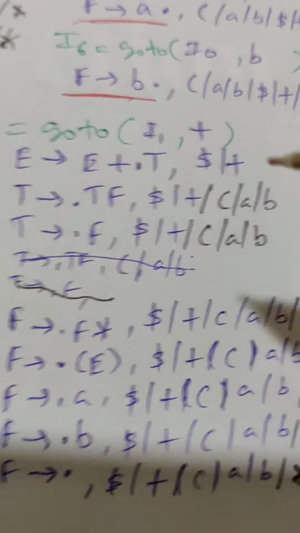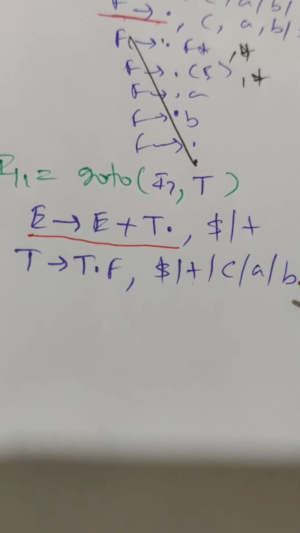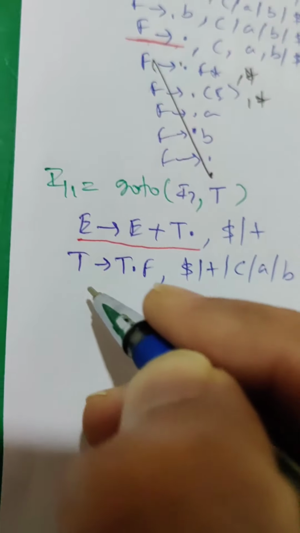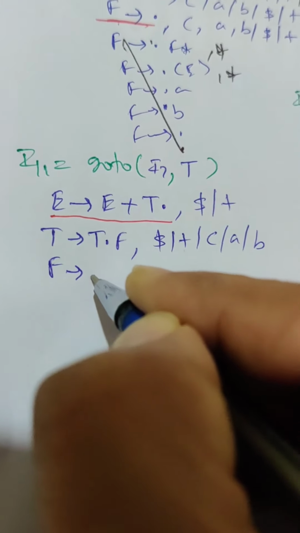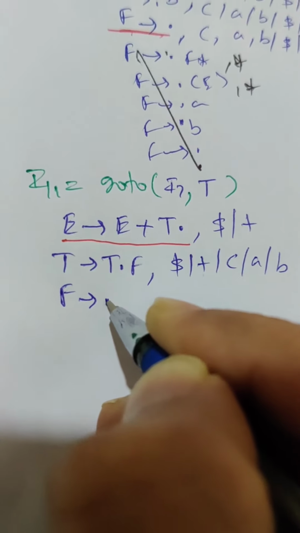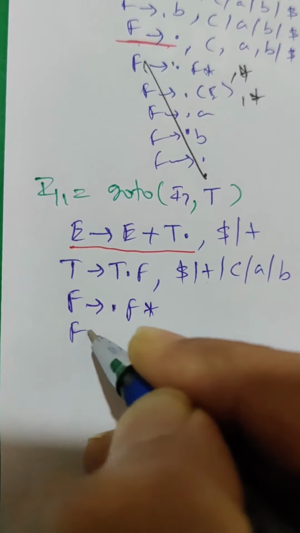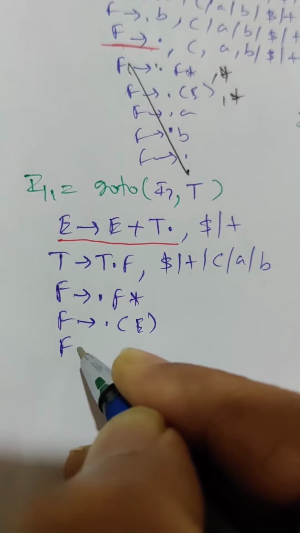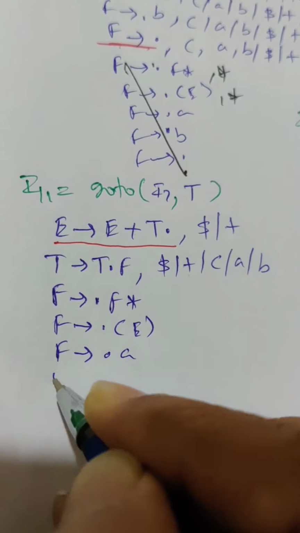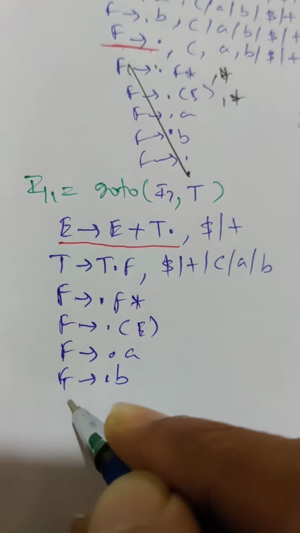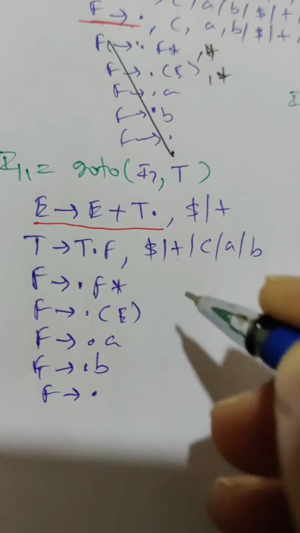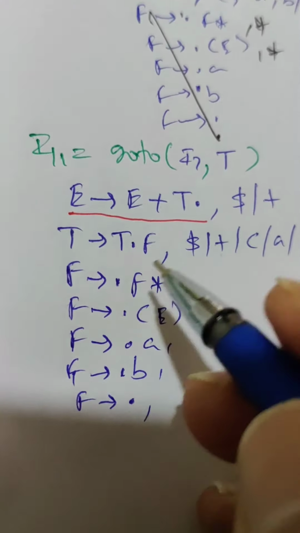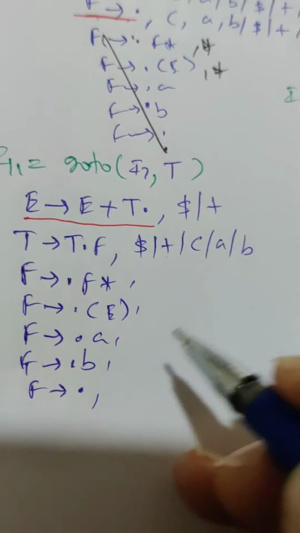All of these lookaheads, we got here these lookaheads. Okay, now after dot there's an F, so we'll have to write the rules of F. So again we'll have to write here F goes to dot F star, F goes to dot bracket E, F goes to dot A, F goes to dot B, and F goes to dot. That's the epsilon rule. Now for all these rules we know that the lookahead for this F is the lookahead of all the lookaheads I need to copy.